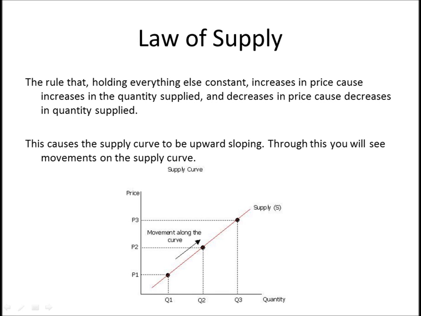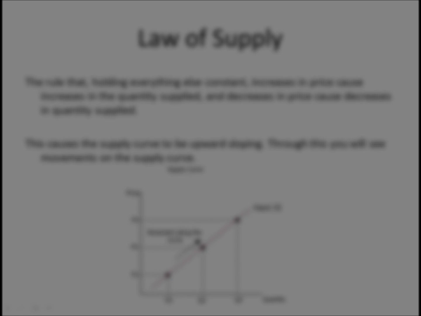Law of supply. The rule that, holding everything else constant, increases in price cause increases in quantity supplied, and decreases in price cause decreases in quantity supplied. This causes the supply curve to be upward sloping. Through this, you will see movements in the supply curve.